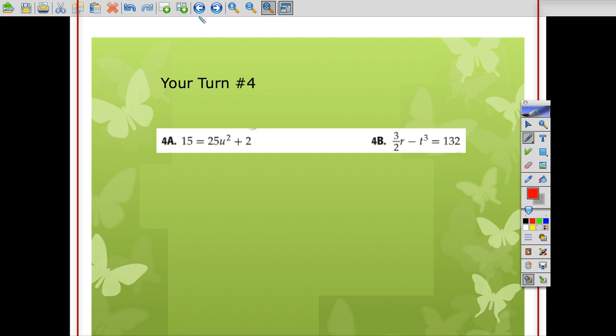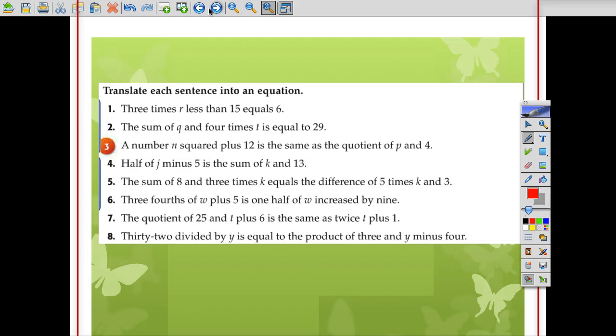All right, here's your turn, number 4. So these two problems, everybody's will look different. So go ahead and do numbers 4A and 4B. Okay, here are a few more problems that we can do together. 3 times r less than 15 equals 6. A lot of students get this part confused. Less than 15. So that means there's a 15, subtract 3r. That means 3r less than 15 equals 6.